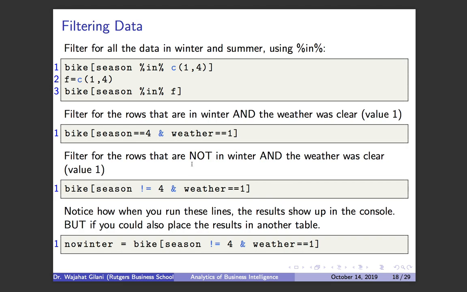The season column must have all the 4s. The weather column must have all the 1s. And give me all the rows where that is the case. That is why we use ampersand.